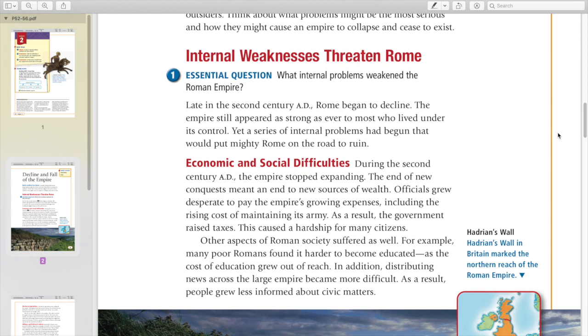Other aspects of Roman society suffered as well. For example, many poor Romans found it harder to become educated, as the cost of education grew out of reach. In addition, distributing news across the large empire became more difficult. As a result, people grew less informed about civic matters.